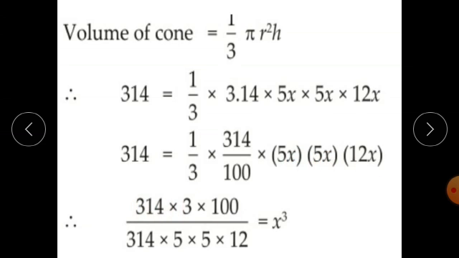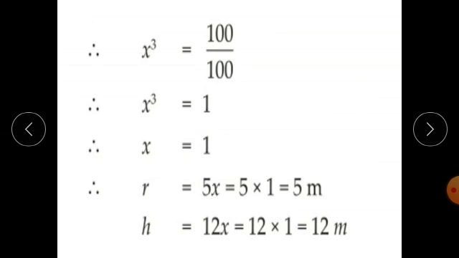So 314 into 3 into 100 upon 314 into 5 into 5 into 12 equals x into x into x, which is x cube. So x cube equals 314 into 3 into 100 upon 314 into 5 into 5 into 12. So x cube equals 100 upon 100. Therefore x cube equals 1. Therefore x equals 1.